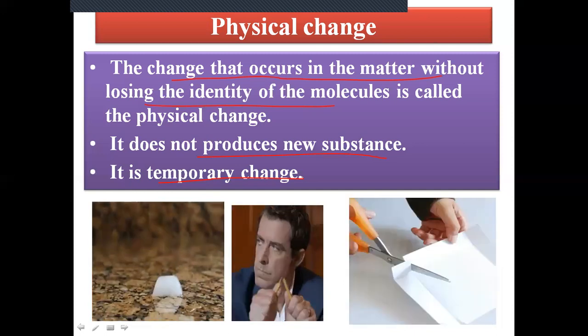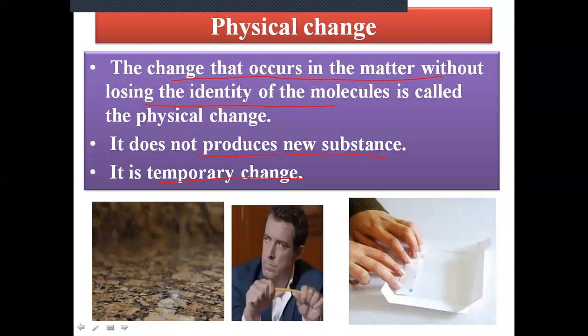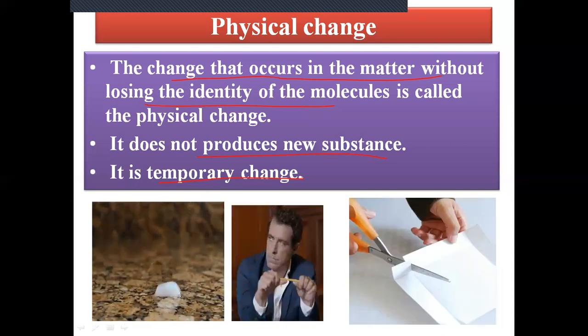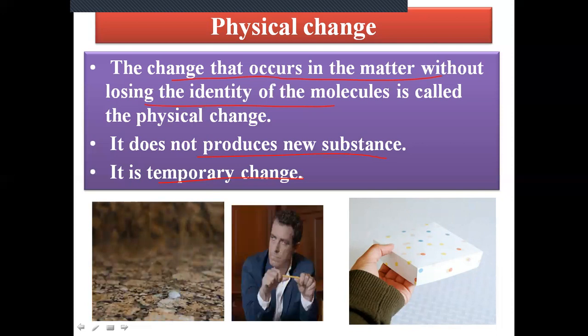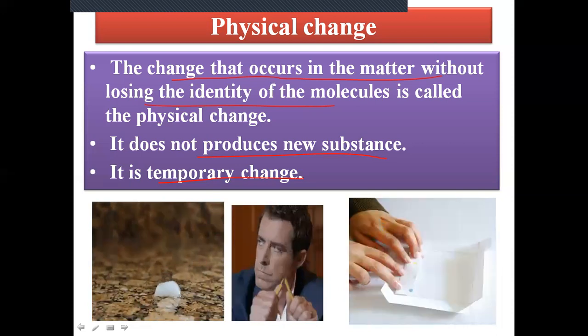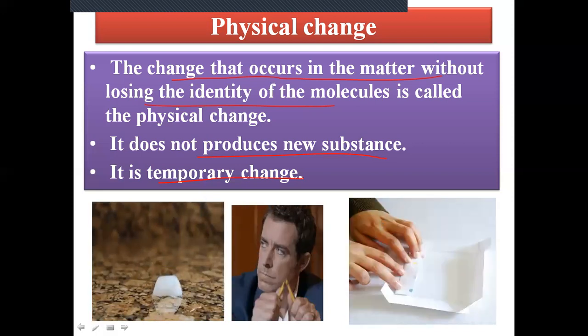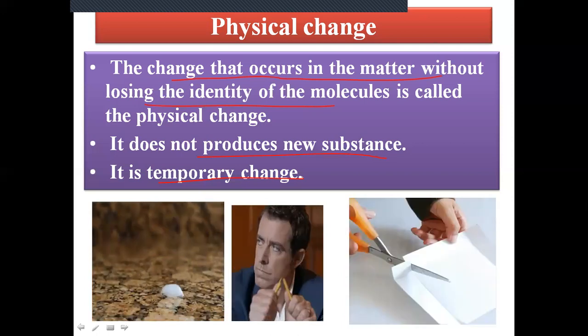In the picture you can see a person is cutting a paper and folding it and making it a box shape, and it is also a physical change. Why? Because here no new substance is produced. That's why we consider this type of change a physical change.